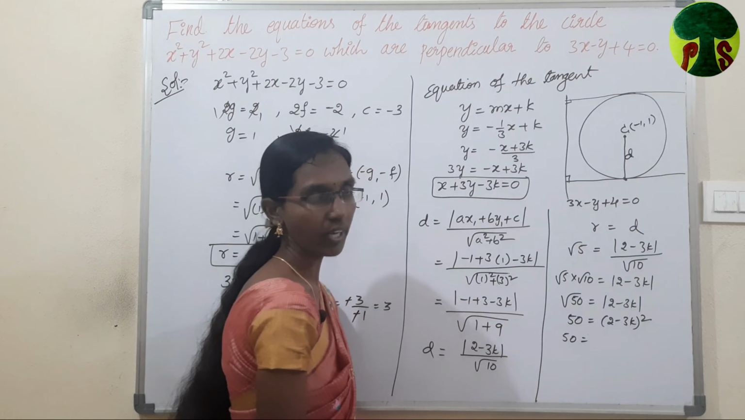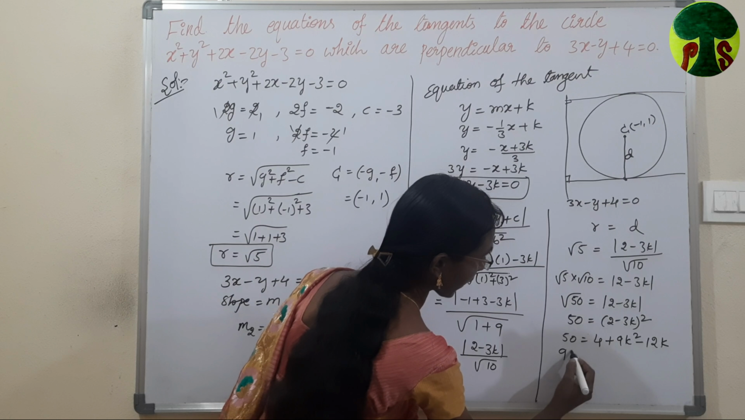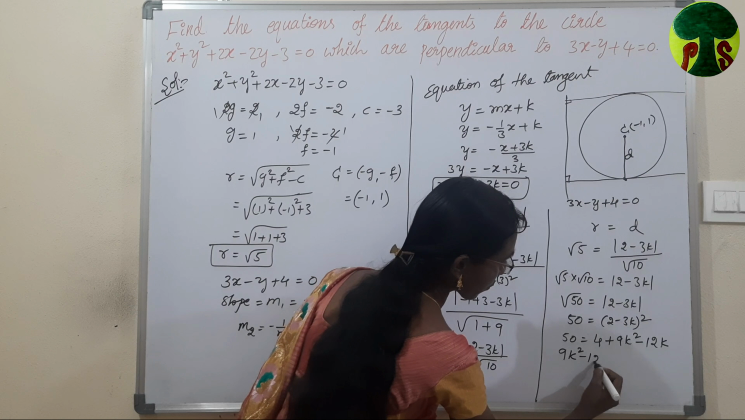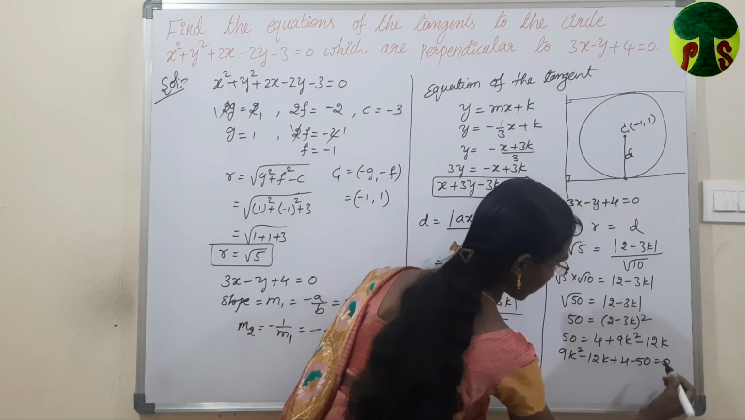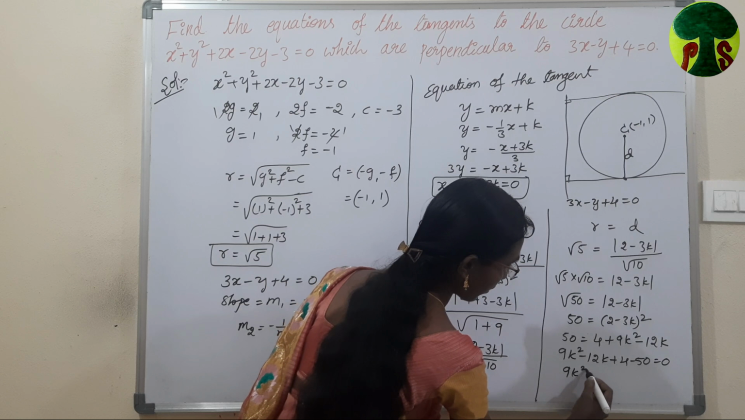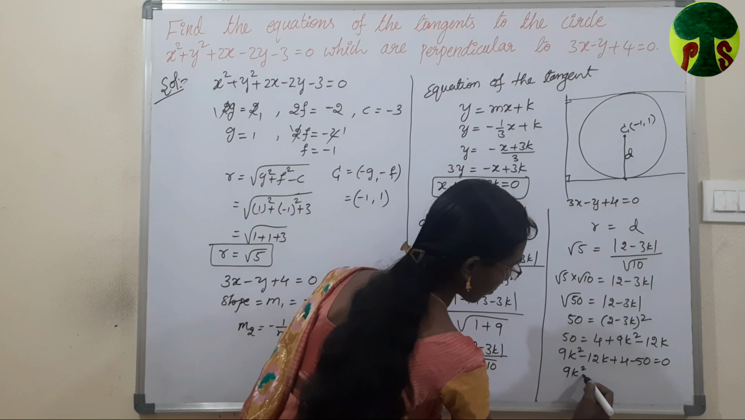Bring this 50 to the RHS. Then we will get 9k square minus 12k plus 4 minus 50 is equal to 0. 9k square minus 12k minus 46 is equal to 0. This is the quadratic equation in k. We have to find the value of k. After getting the value of k, we need to substitute that value in this equation. Then we will get the equation of the tangents to the circle.